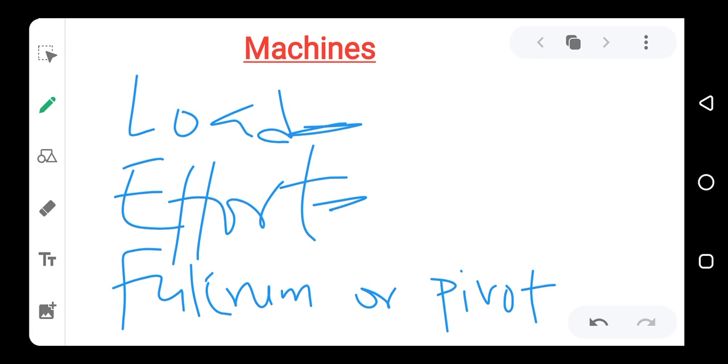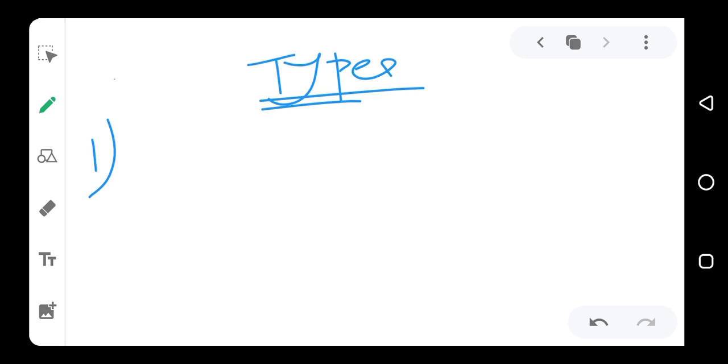Now we have two major categories or types of machine. We have the one we call simple machine and complex machine. They are the two major types of machine. One, simple machine, and second, complex machine.